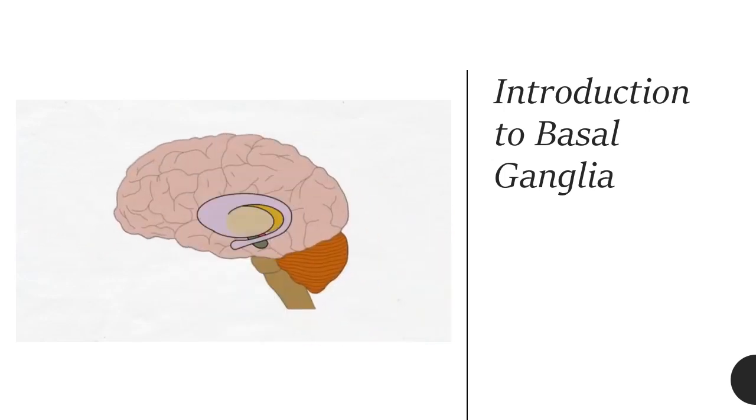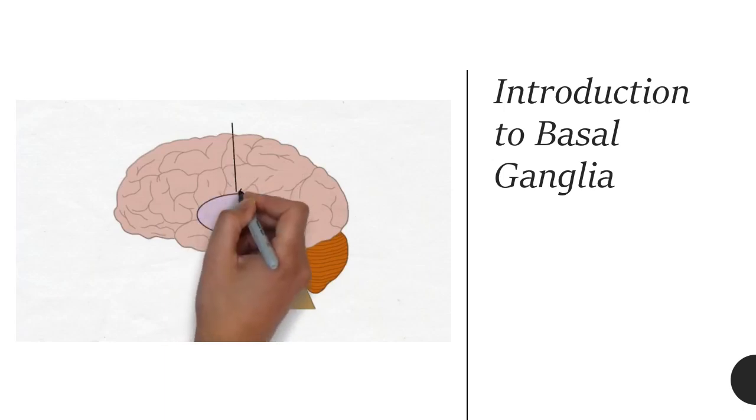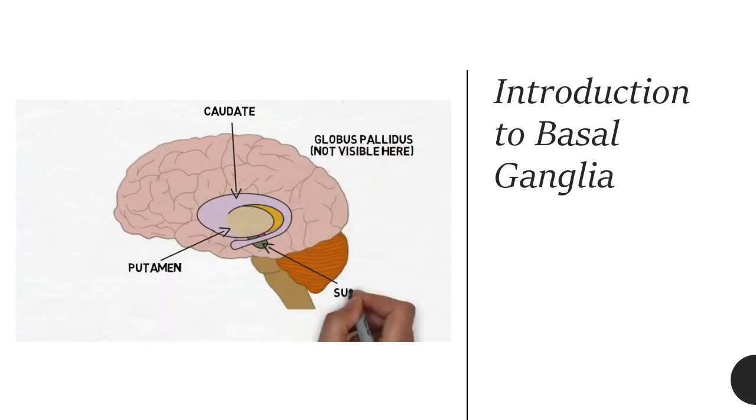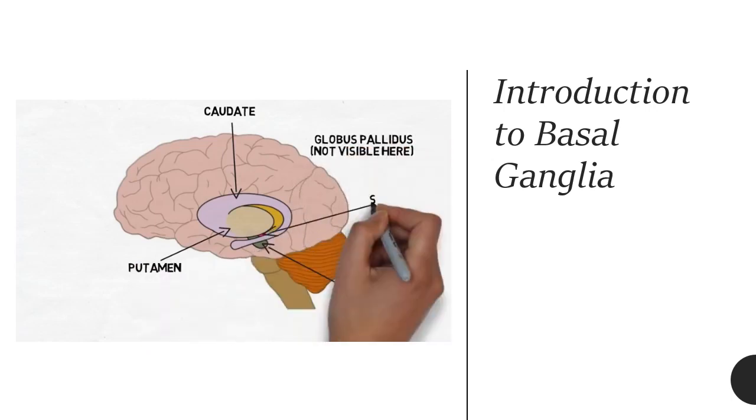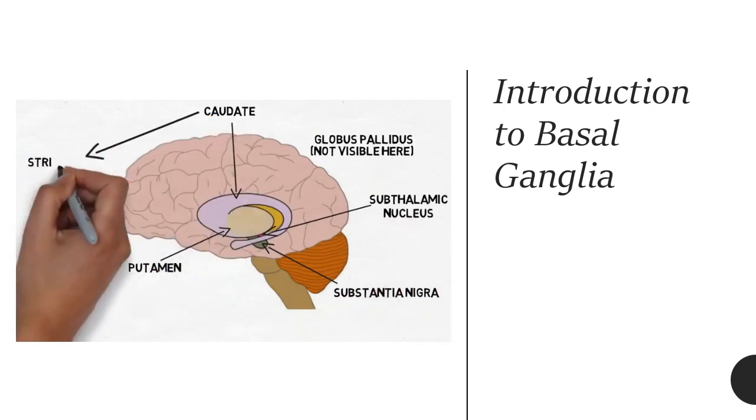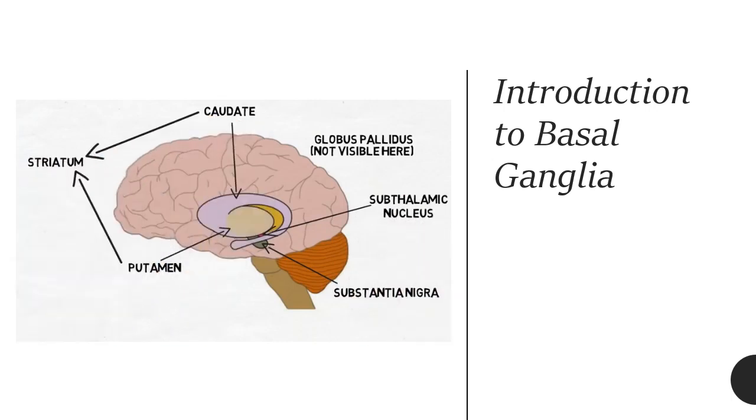The basal ganglia are a group of structures found deep within the cerebral hemispheres in the brainstem that include the caudate, putamen, globus pallidus, substantia nigra, and subthalamic nucleus. The caudate and putamen are often referred to collectively as the striatum, and the globus pallidus and substantia nigra are each made up of multiple nuclei.